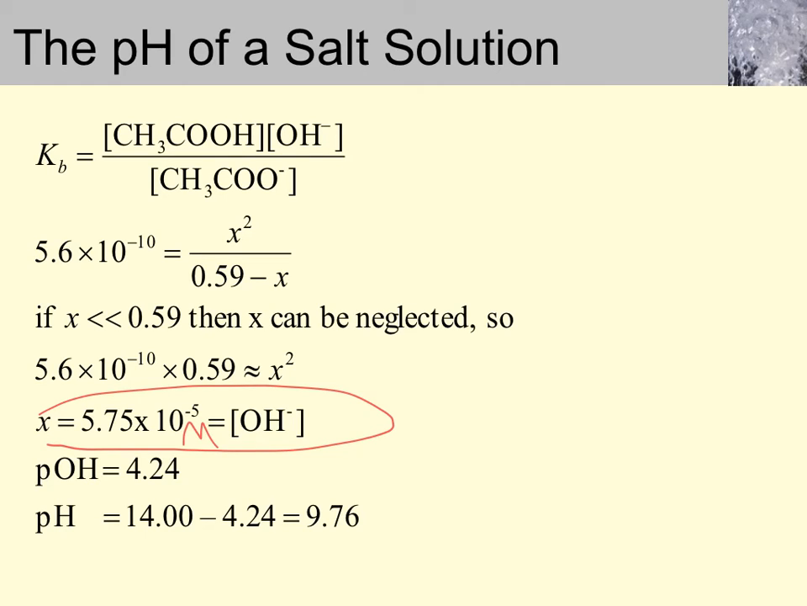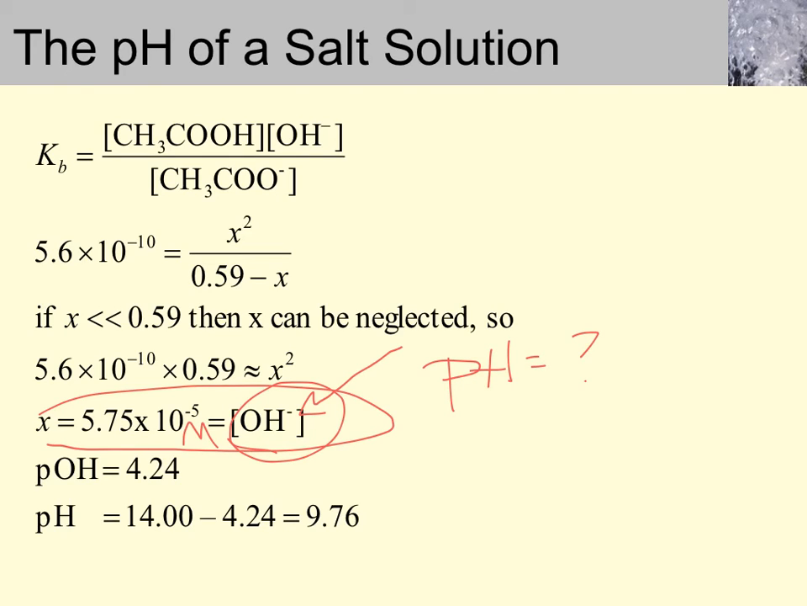Don't stop there. A lot of people stop there. It's so much work getting to X, they're like, I'm done. No. Make sure you go back and see what X is. Look back at your ICE table. What have you just found? You have found the concentration of hydroxide. The question asks for pH, so you're not quite done.